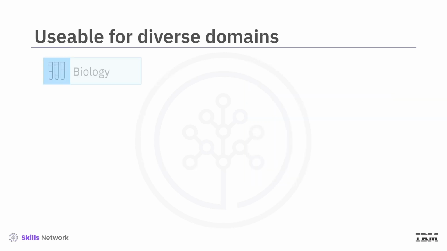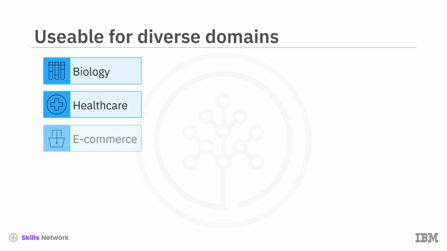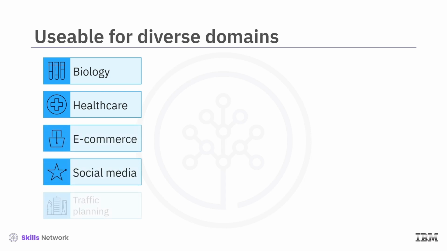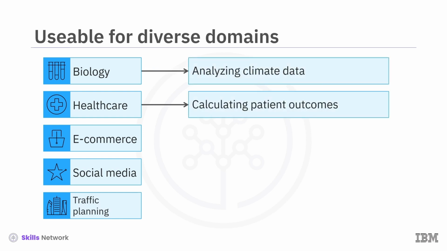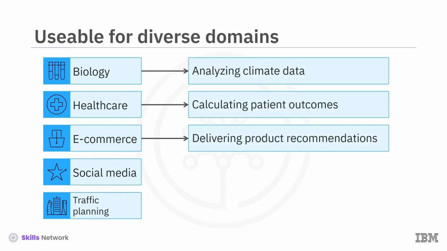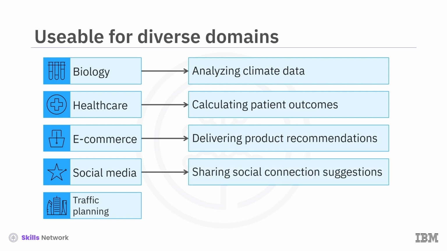Whether your domain is biology, healthcare, e-commerce, social media, or traffic planning, your industry depends on the ability to store and analyze enormous amounts of data quickly. Vector databases can help with climate analysis, calculating patient outcomes, delivering product recommendations, sharing social connection suggestions, and conducting traffic analysis.